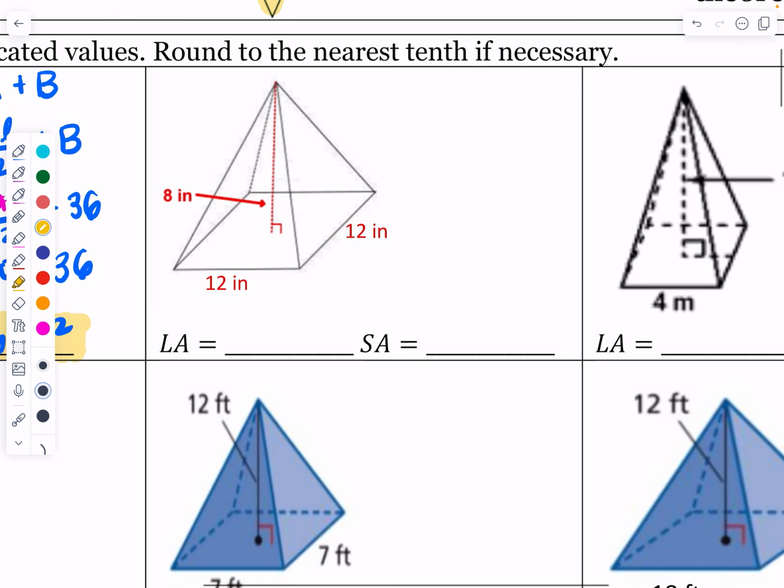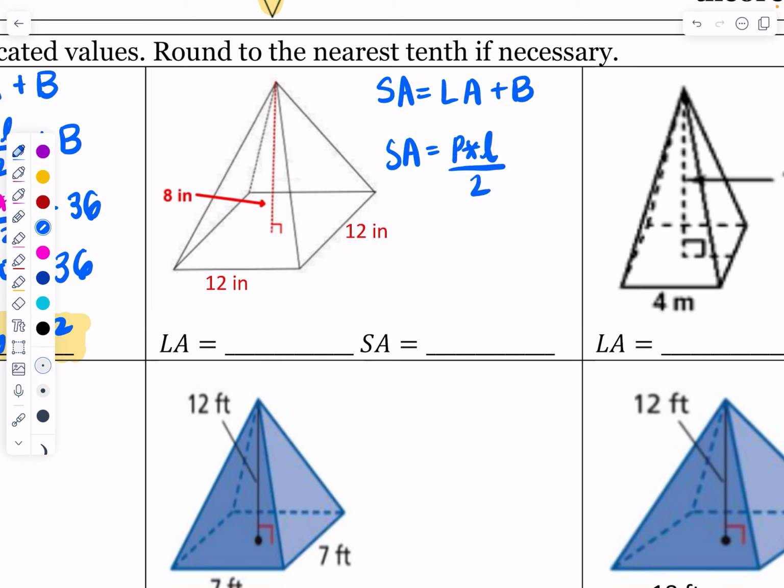All right, we have another square pyramid here. The difference on this shape is that I do not have my slanted height, so it's going to be LA plus B. We know that the lateral area formula is P times L divided by 2, plus my base. Unfortunately, I do not have my slanted height. So here's my base. Let's go ahead and color it, and then it's a square.